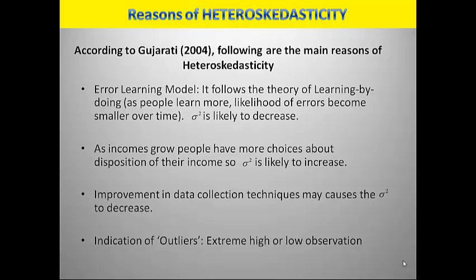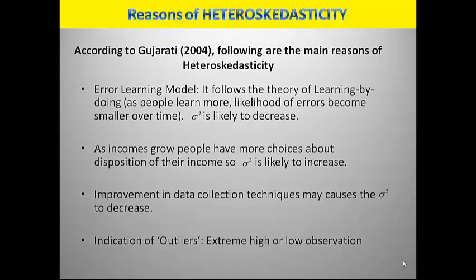So what are the reasons for heteroskedasticity? According to Gujarati, the following are the main reasons of heteroskedasticity. Number 1, error learning model. It follows the theory of learning by doing. It means as people learn more, the likelihood of errors becomes smaller over time. So sigma square is likely to decrease.